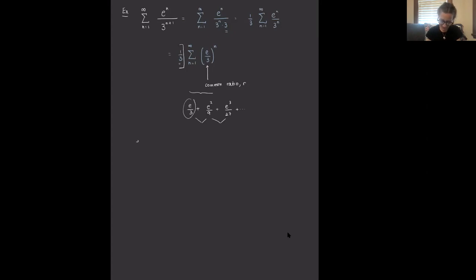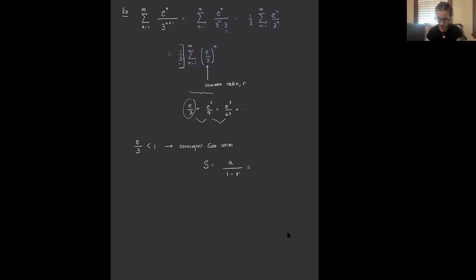Now, e over 3 is less than 1, and I say that because e is 2.7 something. It's smaller than 3, so this ratio must be less than 1. Then we know we have a convergent geometric series whose sum is going to be the first term divided by 1 minus the common ratio.